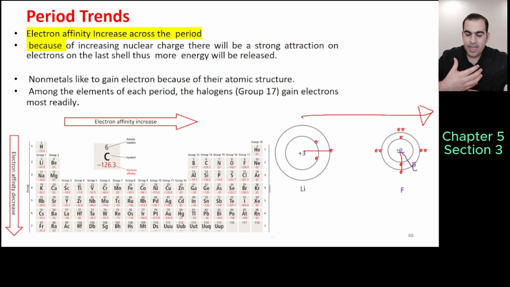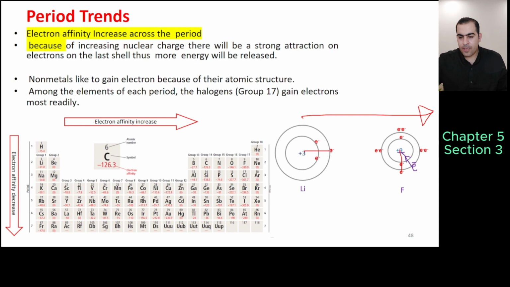When something has high attraction, an atom has high attraction for an electron, it means it likes to gain. Because protons have increased, there is high attraction. You add one electron, and the electron is strongly attracted by the nucleus. When an atom has high attraction for an electron, it is going to release high energy.